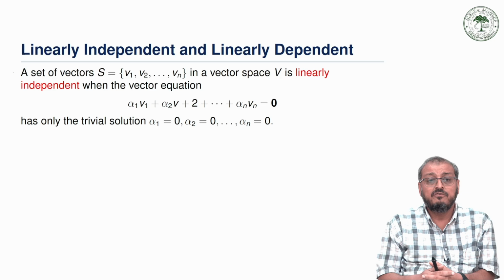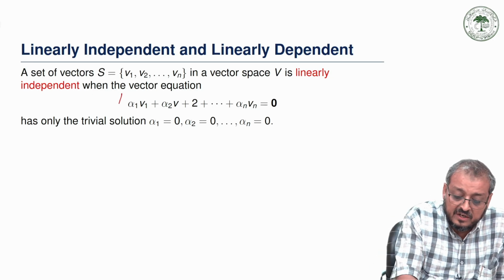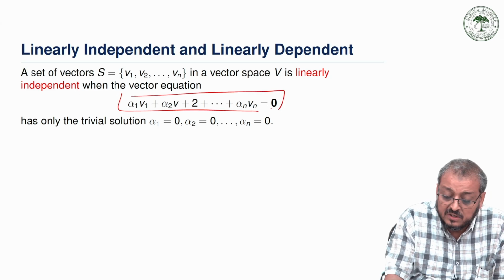So a set of vectors S, v1, v2, up to vn in a vector space V, is called linearly independent when the vector equation, we can write as a linear combination.